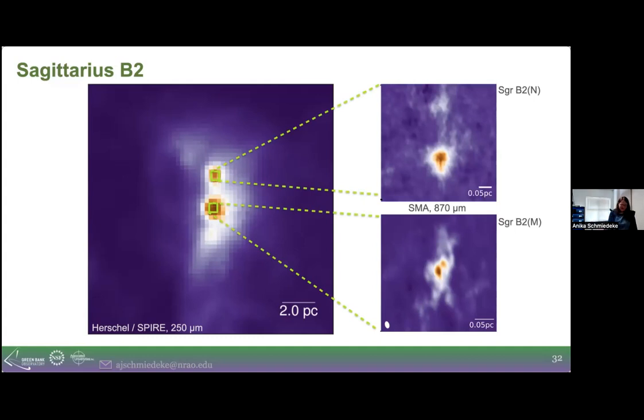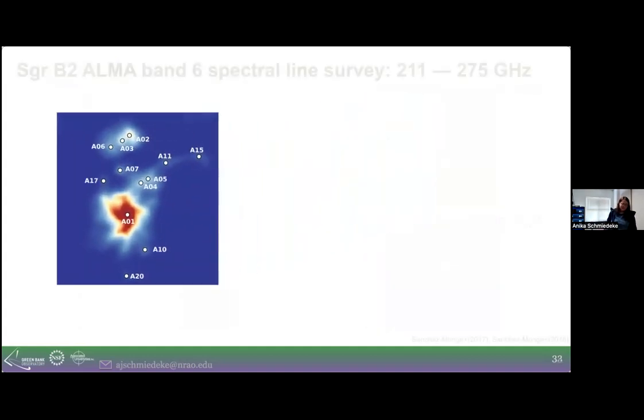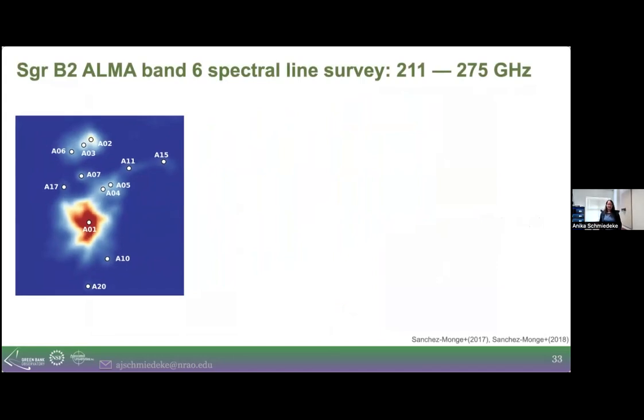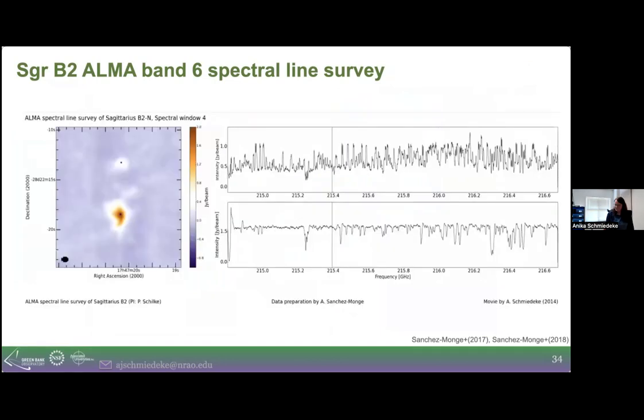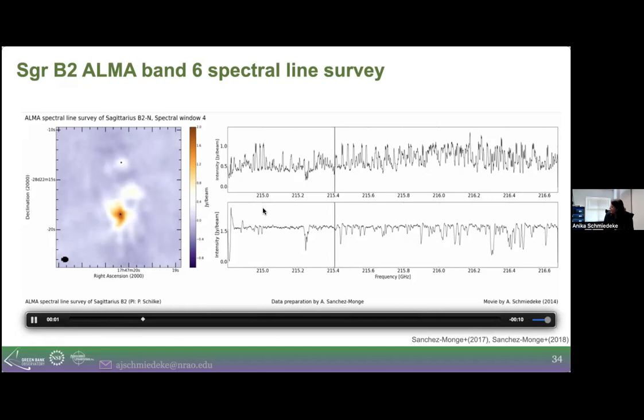If we look further at the Main, we followed this up a while ago with an ALMA Band 6 spectral line survey, which ranges from 211 to 275 gigahertz, so basically covering all of this. And now I want to show you just the complexity of the lines that you see in here, and I hope this is working. So you should see this moving.